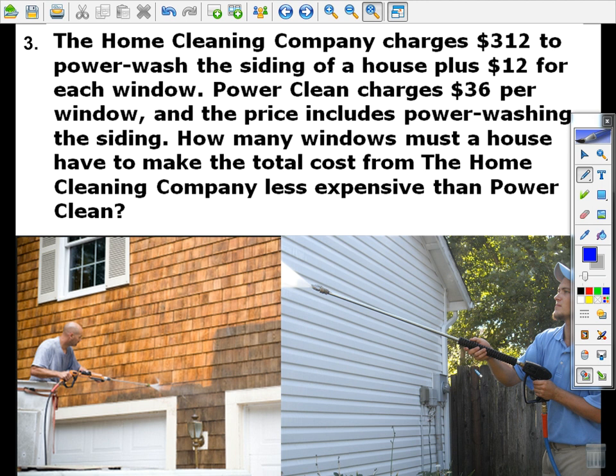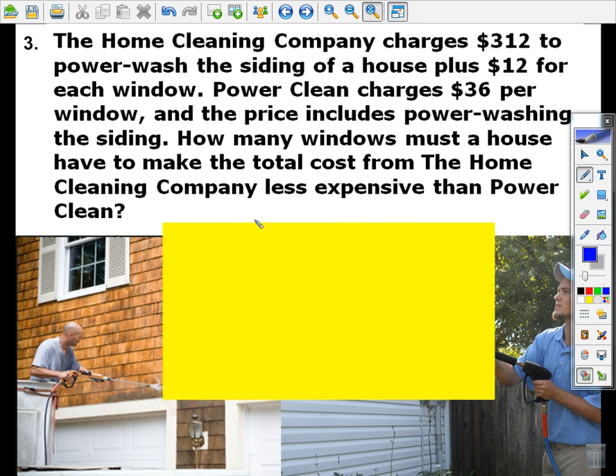All right, the home cleaning company charges $312 to power wash the siding of a house. All right, so we've got $312. This is the home cleaning company. $312 plus $12 per window. And then the Power Clean charges $36 per window. How many windows must the house have to make the total cost from the home cleaning company less expensive than the Power Clean? All right, so we've set this up now.